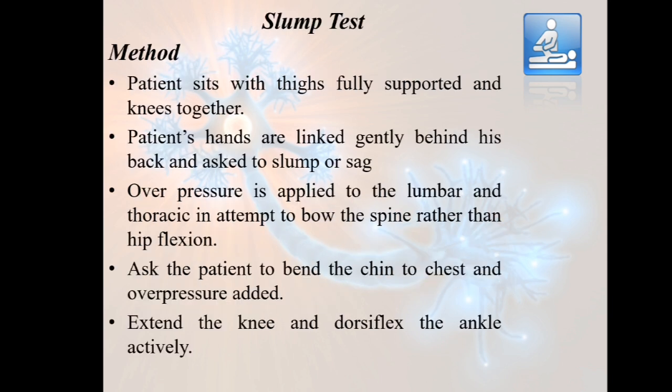Next we have the slump test. The patient sits with the thighs fully supported and knees together, and usually the patient's hands are behind the back. The patient is asked to slump, and overpressure is applied to the lumbar and thoracic spine in an attempt to bow the spine rather than produce hip flexion. Ask the patient to bend the chin, and also extend the knee and dorsiflex the ankle actively.